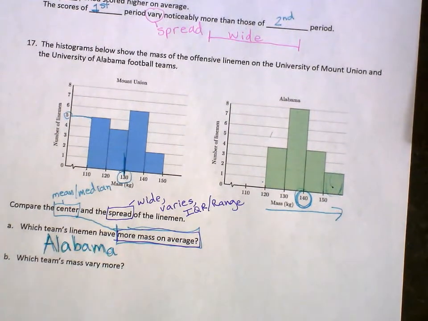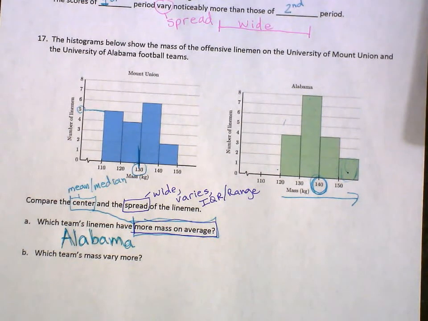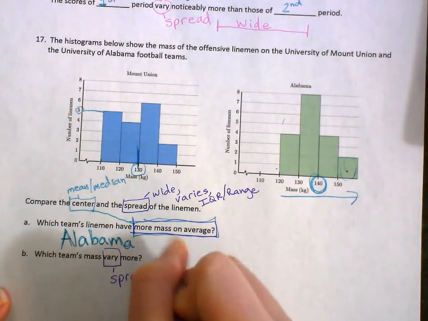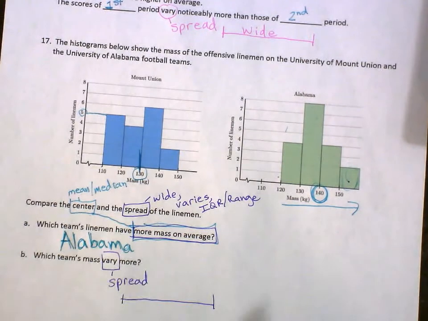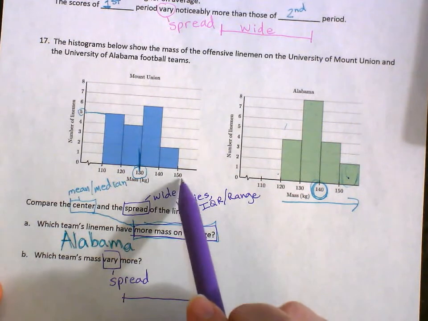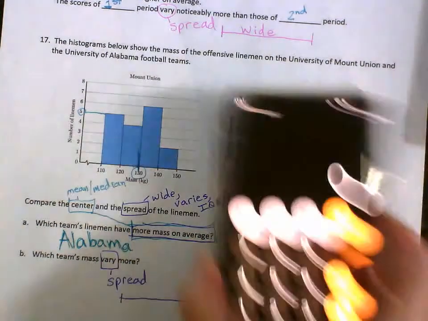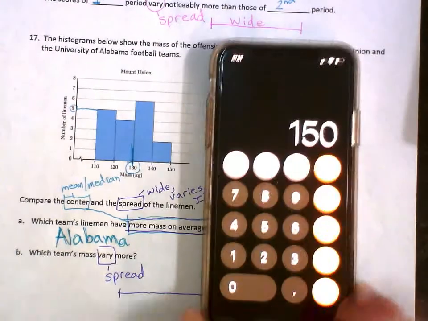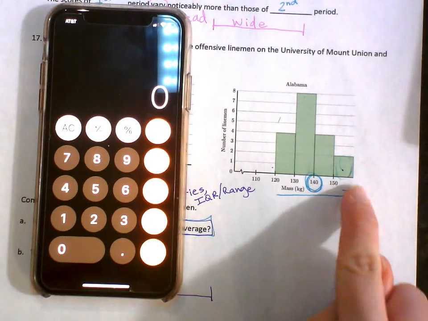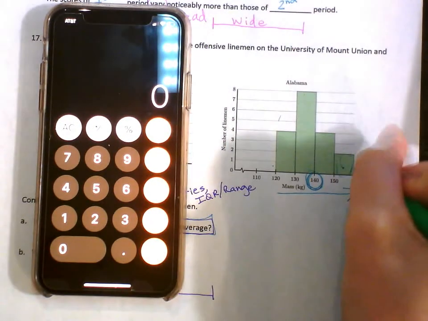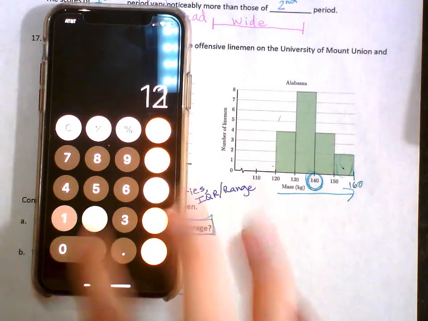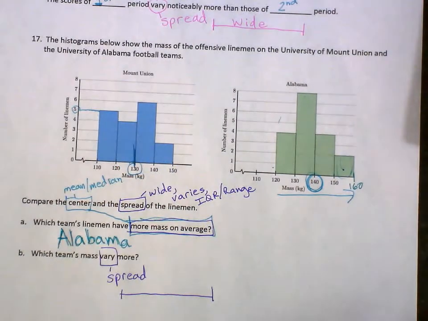Which team's mass varies more? Okay, vary. That's how spread out it is. That's how wide it is. Which one's wider? They look pretty equal. Let's see, 150 minus 110. That's the range. 150 minus 110 is 40. 150, so that's what comes right here, would be 160. 160 minus 120 is 40. They're both 40. They have the same spread.